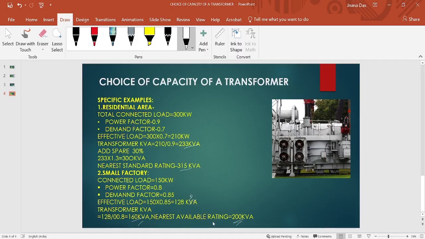So these are the simple ideas or simple concepts to calculate the rating of a transformer. How much will be the budget towards procuring the transformer?